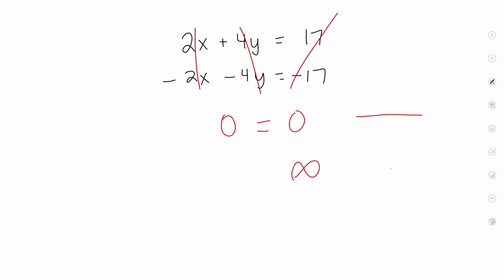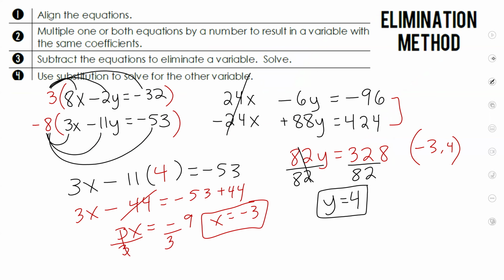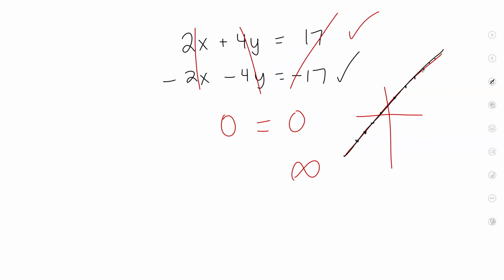If you were to graph this line, let's say it looks like this. That means this line right here is the exact same line. They're the same line. That's why they intersect at every single point. They share every single point. This previous example, they only share this point. However, if it's infinitely many solutions, they're the same line, so they share every single point.